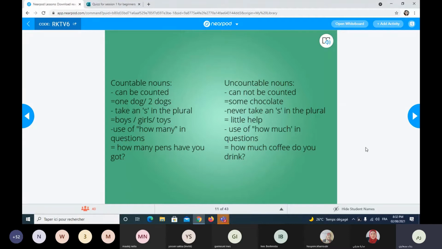Okay, I move to the uncountable nouns. They cannot be counted. For example, some chocolate. I cannot say two chocolates. No, it is false. I use some. Okay? They never take an S in the plural. Like I say, little help, some water, little money.